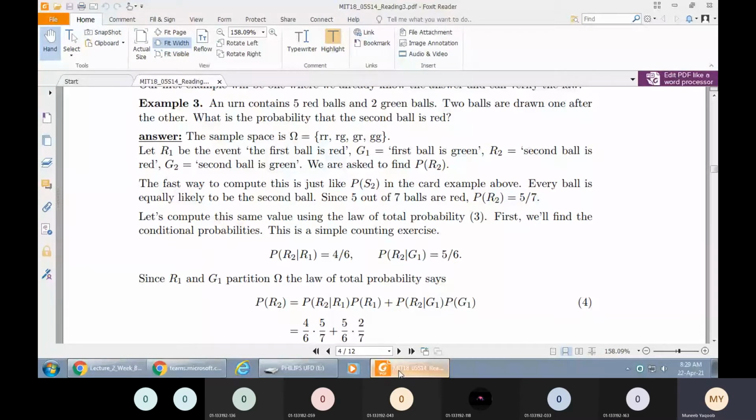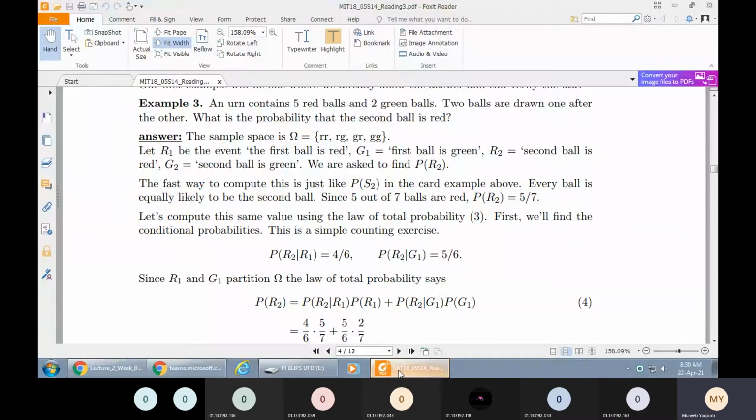Now we want to calculate the conditional probability that if a red ball has already been drawn from the urn, then what is the probability that the next ball is also a red ball? Obviously, if a red ball was drawn earlier, then the total balls in the urn are now 6, and out of these 6 balls, only 4 balls are red. So probability of R2 when R1 has already occurred is 4 upon 6. Hence, by multiplying these two probabilities, that is the conditional probability of R2 given R1, and the probability of R1, we get the intersection probability, that is probability of R1 intersection R2.